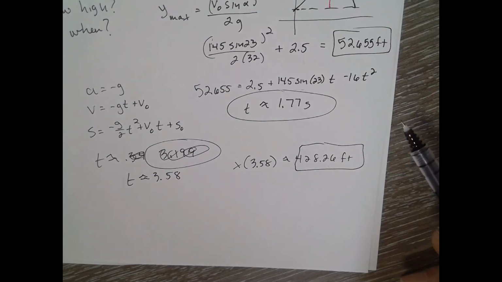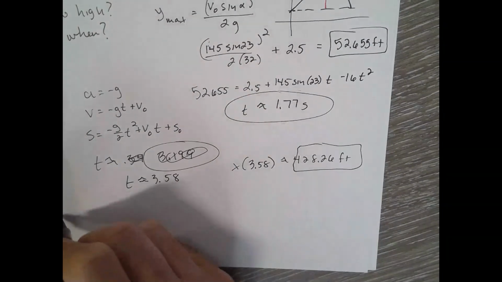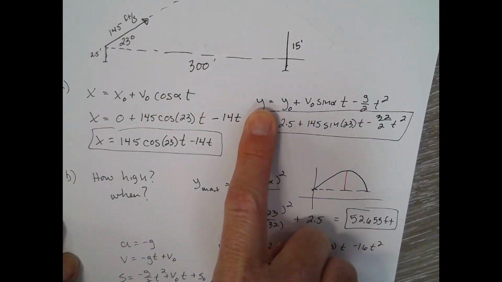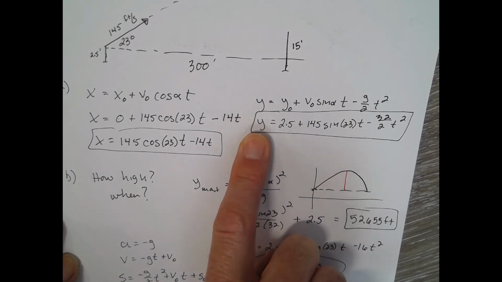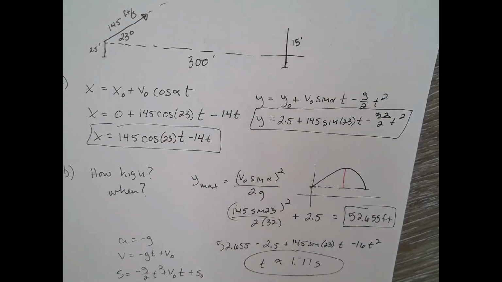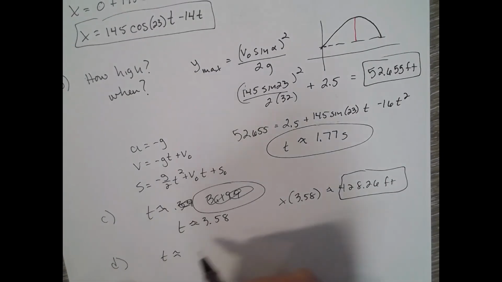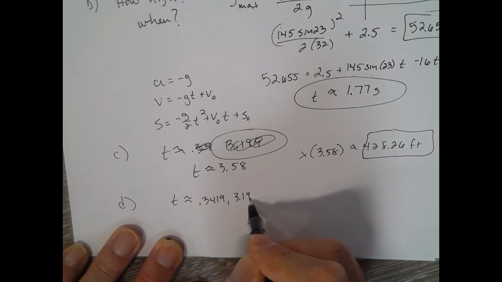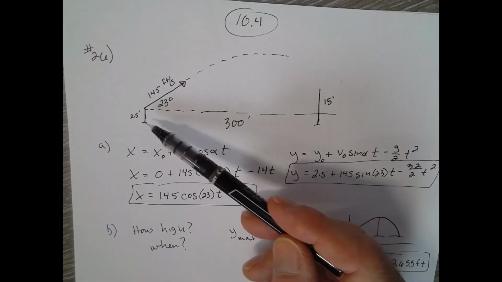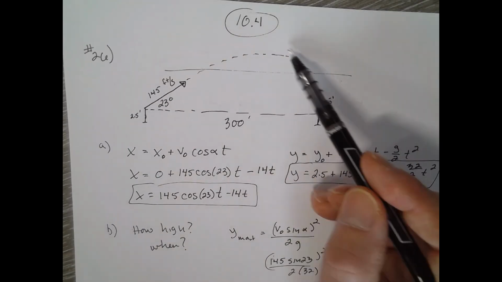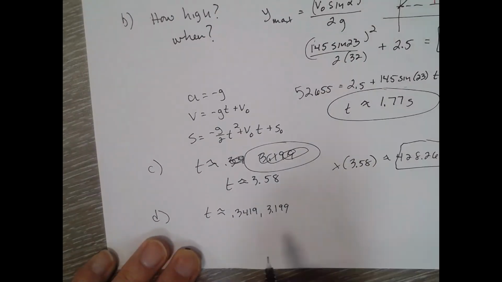D, when is the baseball 20 feet high? So what do we know? We know that y is 20. So we can plug 20 in for y right here, and then you can move it over and again solve that quadratic equation, and that's when we have two times which is 20 feet high. You've got times of 0.3419 and 3.19. Makes sense because it starts at 2.5 feet high. If 20 feet high is like right here, it's going to get 20 on the way up and then on the way back down. So 2 times it is 20 feet high.